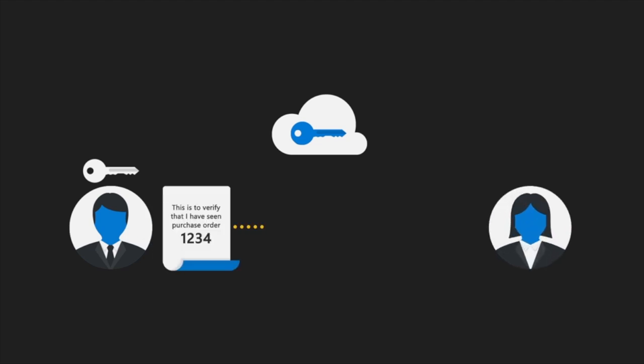Ryan signs the document using a publicly available hashing algorithm to create a hash of the document, encrypts the hash using his private key, and attaches it to the document as the document's signature. Ryan then sends the document to Tamika.